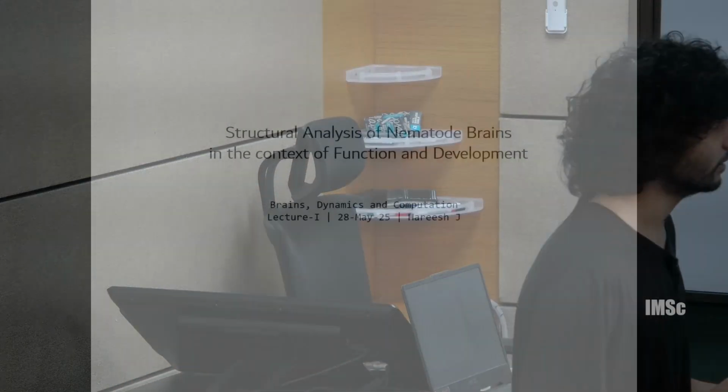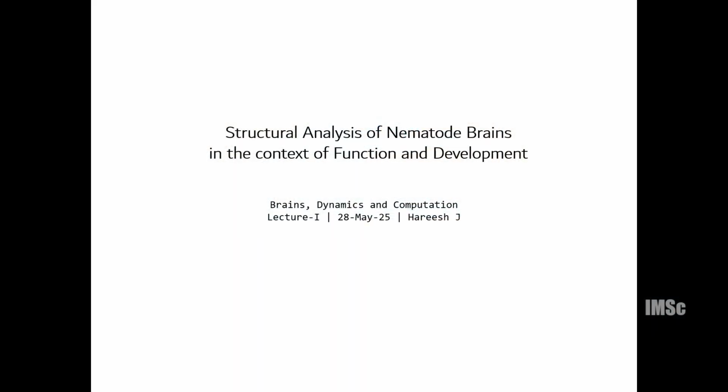So in this part, I'll mostly just focus on the structure part, and in the next lecture, I'll try to talk a bit about the kind of work people have done to understand function in development and how it relates to structural analysis. And for most of the examples, I'll stick to C. elegans, which is a nematode. It's a famous model organism. I'm sure you must have heard about it in the previous lectures. It's a small system, so it's very convenient to work with.